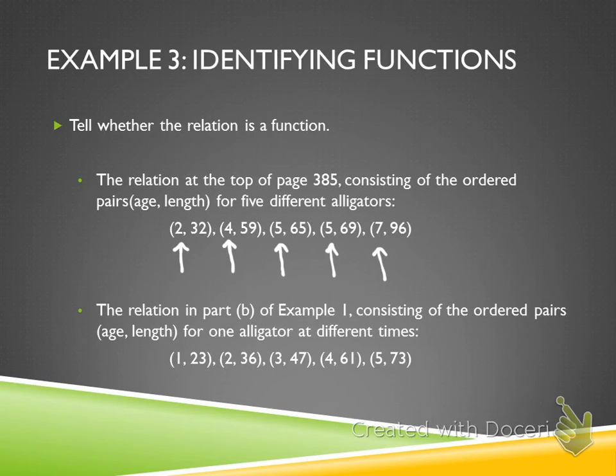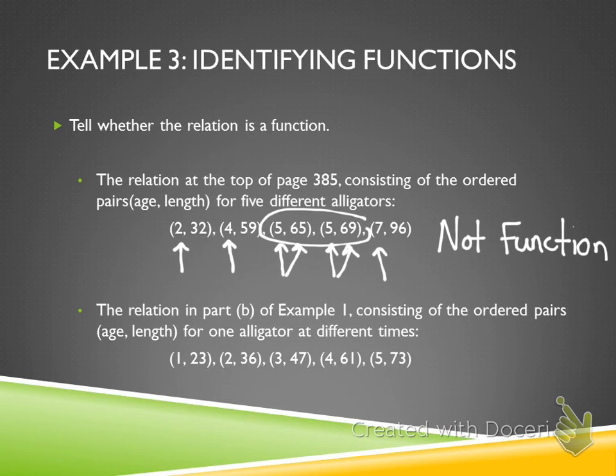Here's my red flag. I have 2 ordered pairs that have the same input. Do you see that? Now my rule for a function is for every input there's exactly 1 output. Well here 5 and 65 are matched and 5 and 69. So 5 has 2 outputs, which makes this not a function. Not a function. All right, so the first red flag that we saw was that we had 2 inputs listed, and then there was a different output for each one of them, so it's not a function.